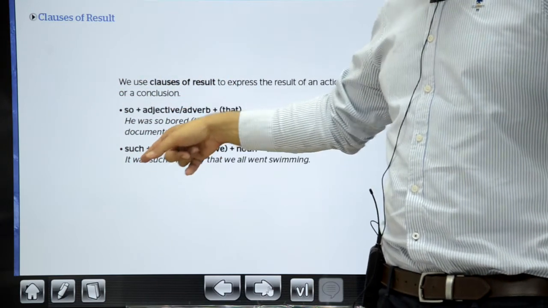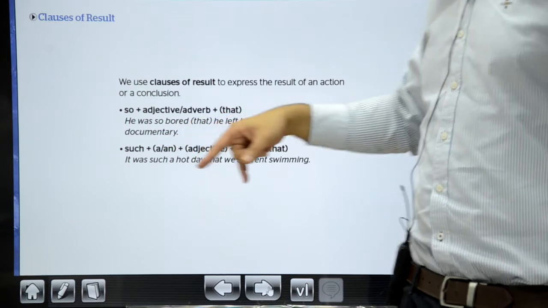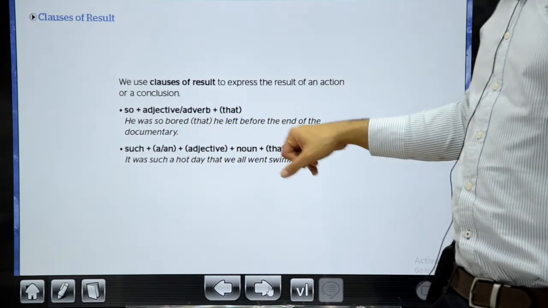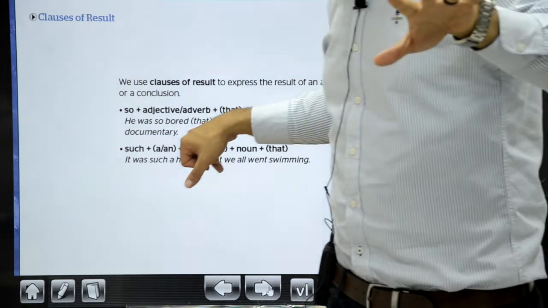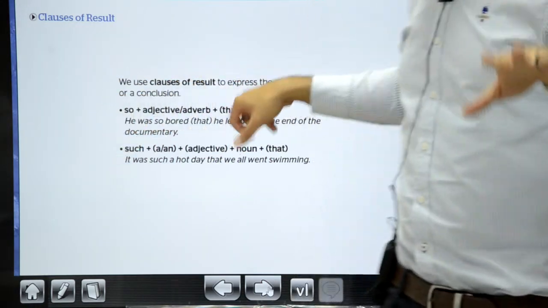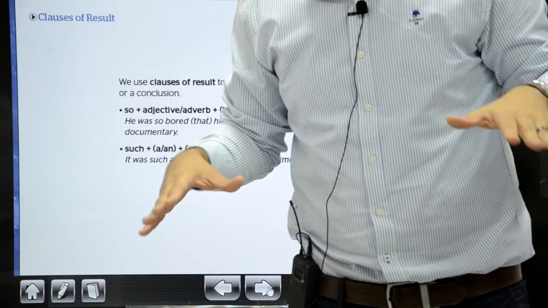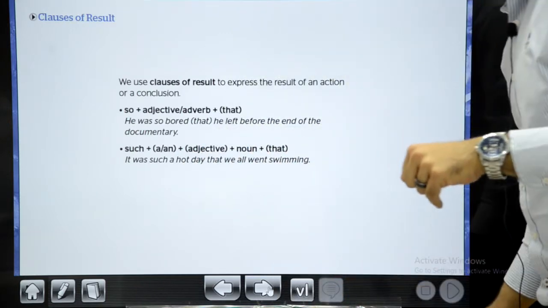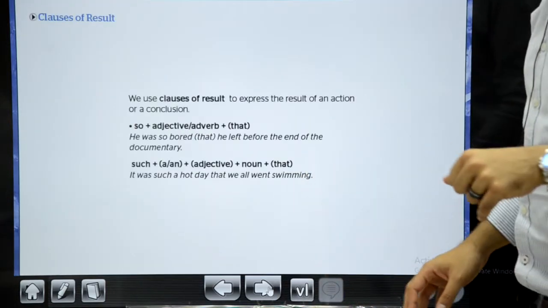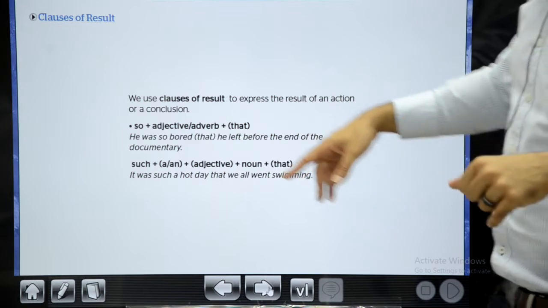But here, such a or an plus adjective plus noun and then that. So the difference here is that you add a noun. After such, you add a noun. But after so, no need to use a noun. Okay? So, let's practice. We use clauses of result to express the result of an action or the conclusion.